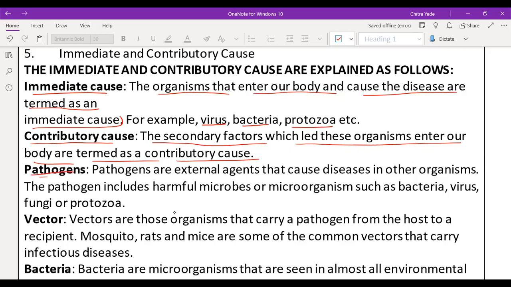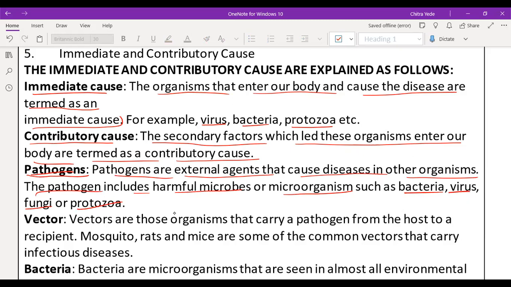Then pathogens are nothing but microbes that enter the body of the organism and cause various kinds of diseases. Pathogens include bacteria, virus, fungi, protozoa, amoeba, paramecium, euglena. All these are pathogens. Pathogens are external agents that cause disease in the organism. The pathogens include harmful microbes and microorganisms such as bacteria, virus, fungi, protozoa.